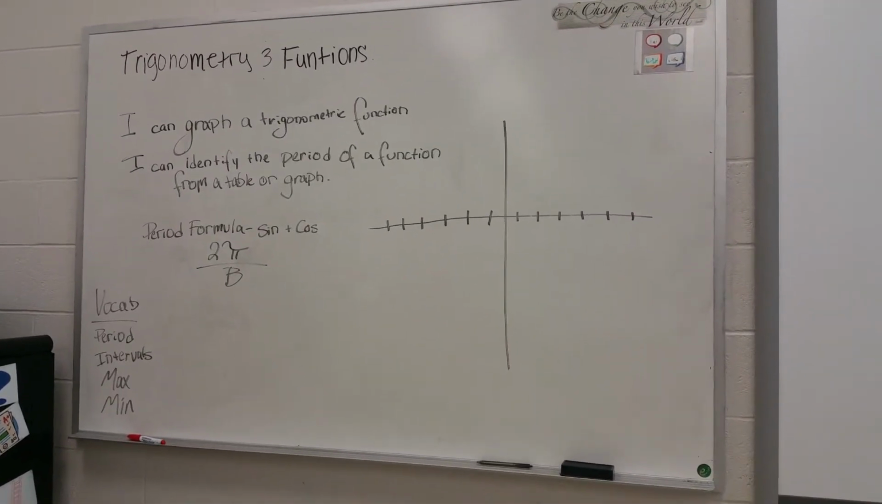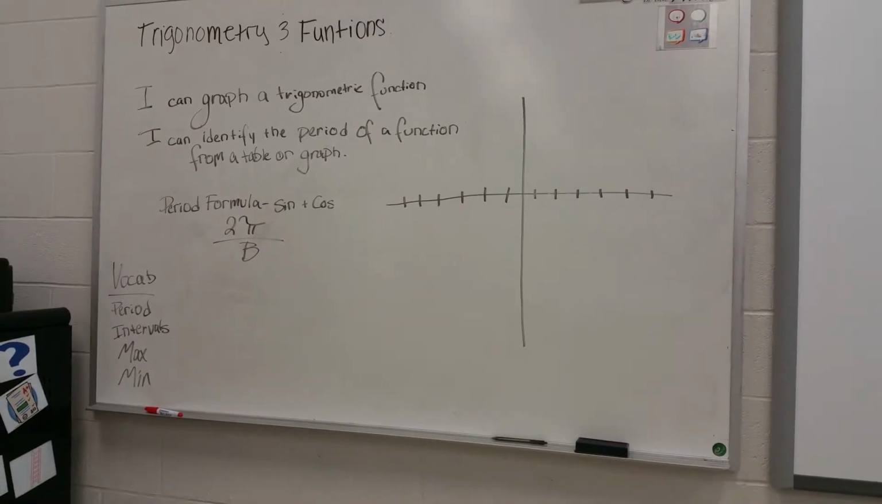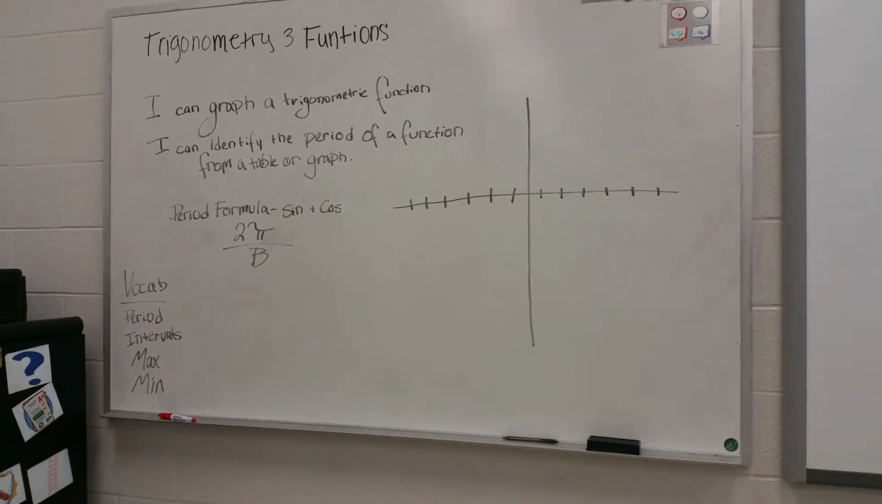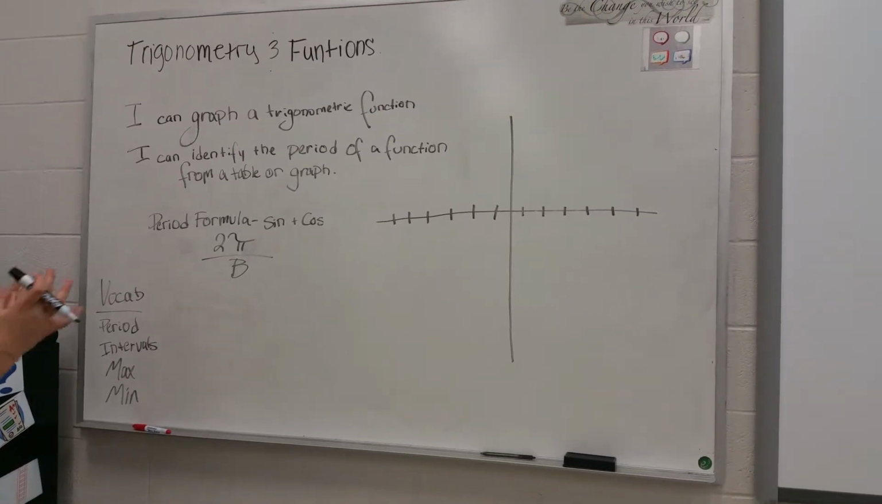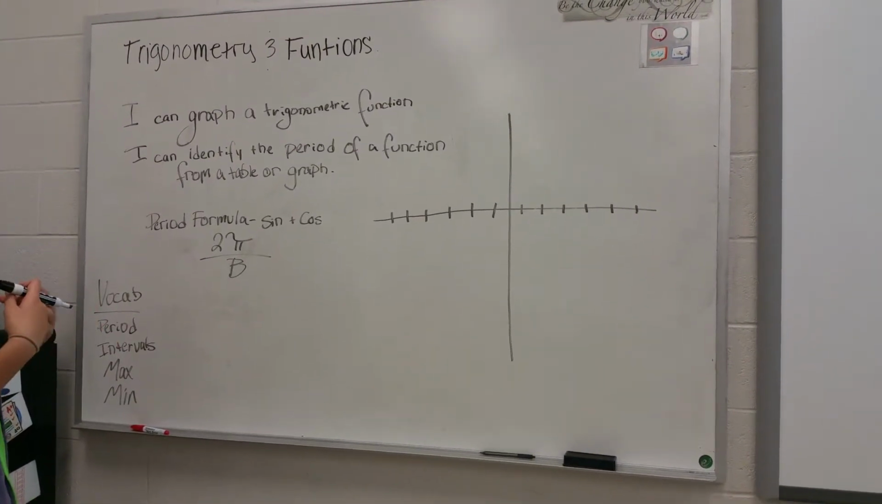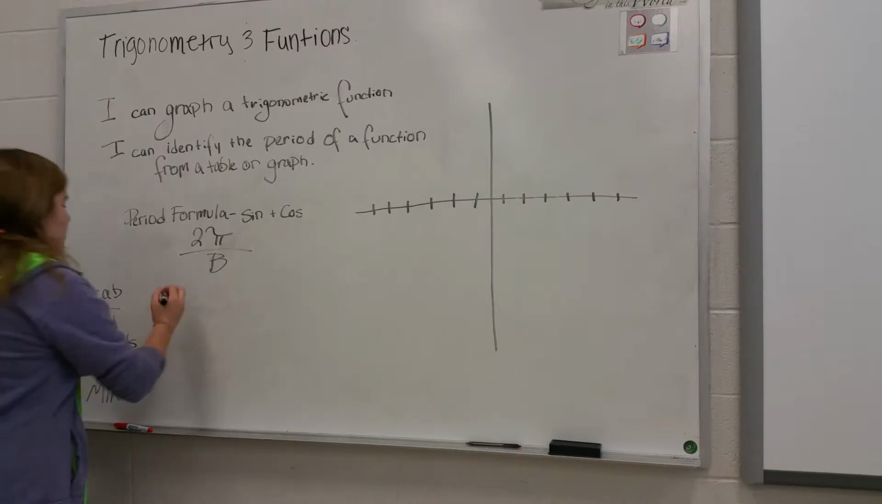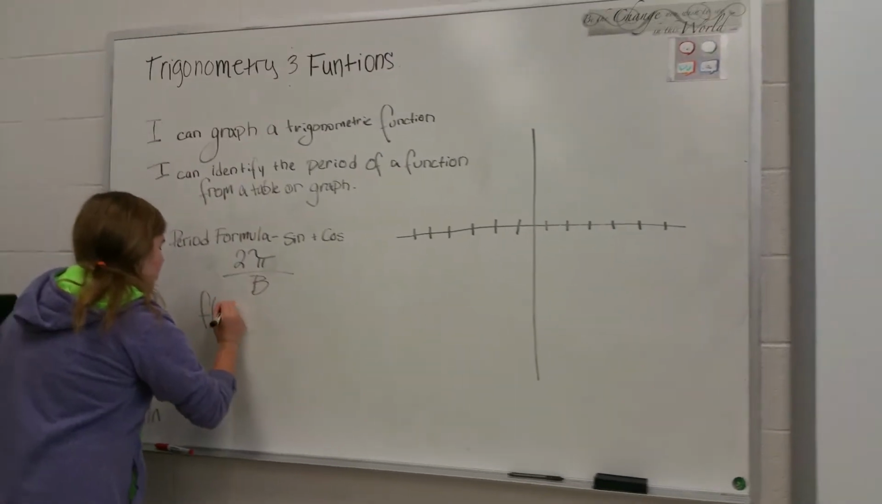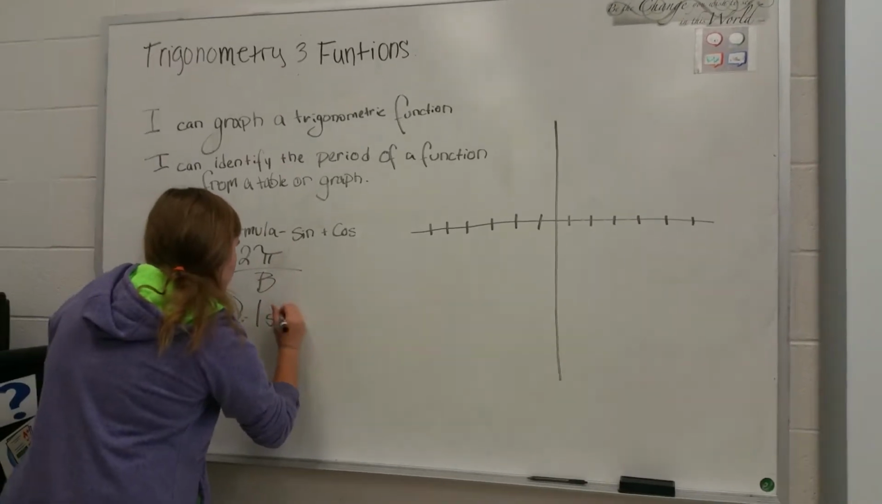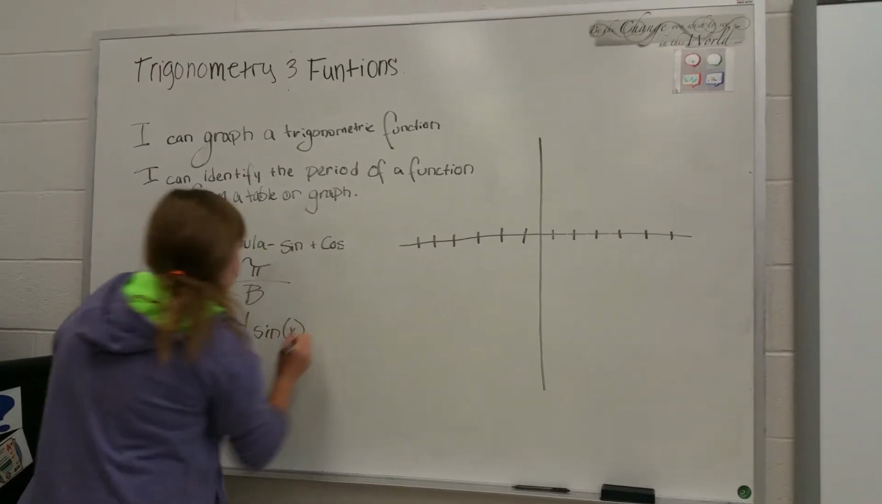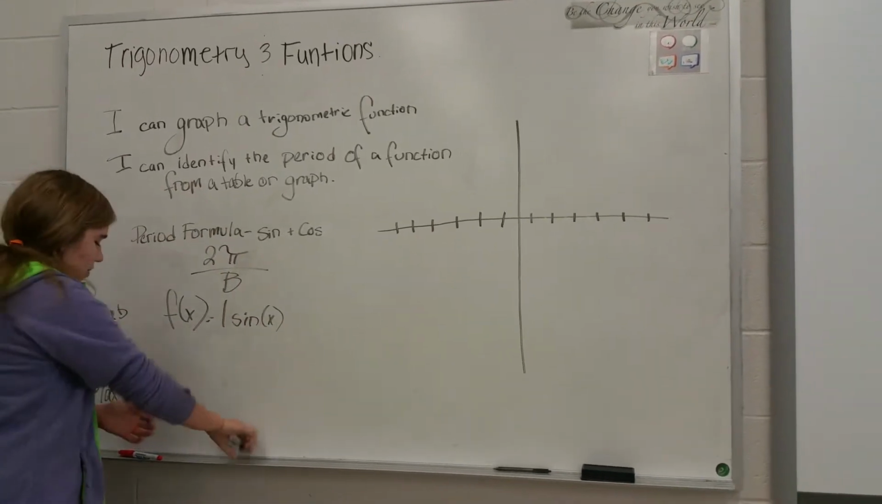Vocab you need to know about are period, intervals, maximum, and minimum of the graph. I'll define those later. So if we're starting out with a sine equation, which would be y equals 1 sine x, which is one of the easiest ones to begin with.